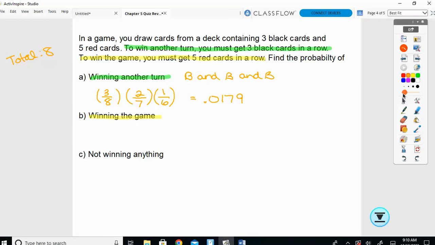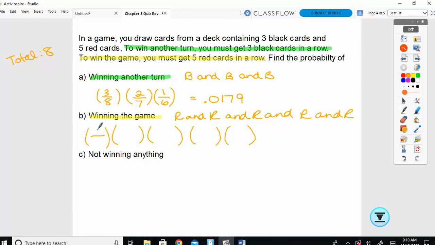B, I want the probability I win the game. How do you win the game? Yeah, so we need red, and red, and red, and red, and red. And means? Multiply. So we have to do it 5 times because I have to get 5 cards in a row.